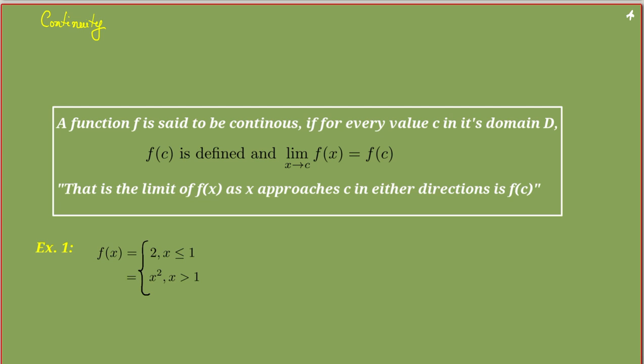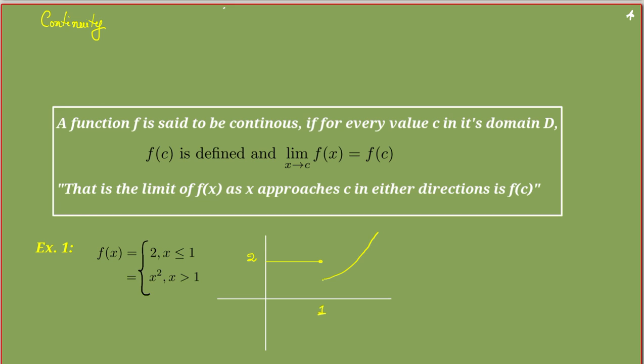So I will explain this condition in this statement using an example. For this function I will draw it here. This is 2 for x less than 1, and it is x squared for x greater than 1. So something like this. This is 1 at this point.